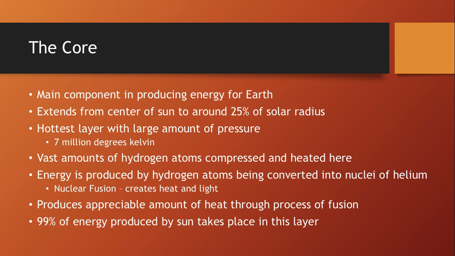So the whole point of this presentation is actually about how the sun produces heat and light, and the core is just a very big component in this process, and it has to do with where the hydrogen atoms are converted into the nuclei of helium in the nuclear fusion process. The core produces an appreciable amount of heat through a process of fusion, which I just talked about. 99% of energy produced by the sun takes place in this layer. So like I said, this is a major component, creating about 99% of the energy that the sun produces.